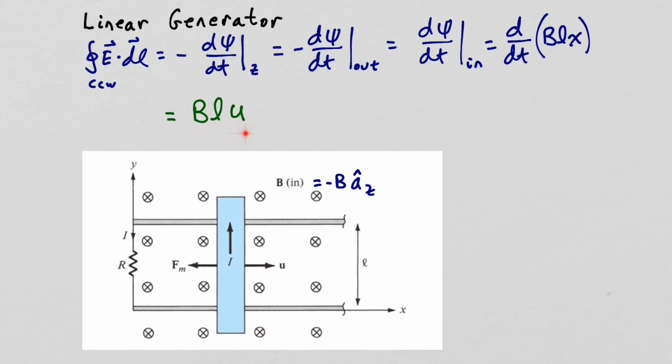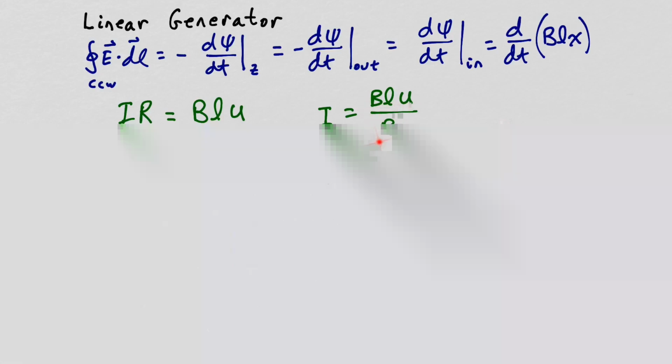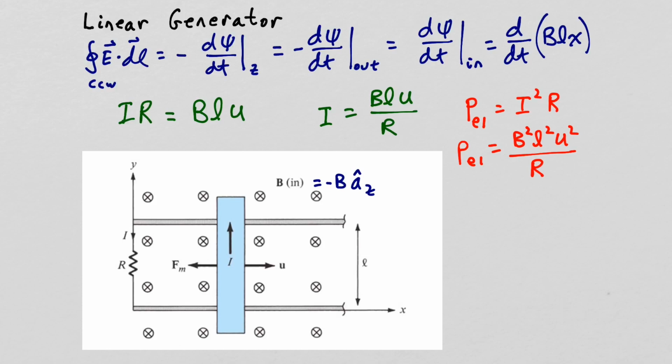So now assume negligible resistance for the rails and bar, so the integral of E dot dl around our circuit will just be I times R. So pulling this bar with a velocity U, you will generate a current flowing through your load resistor R of value BLU over R. So the electrical power delivered to your load resistor is I squared R. So squaring I and multiplying by R, we get B squared L squared U squared over R.